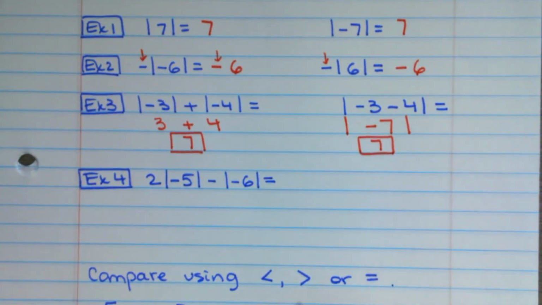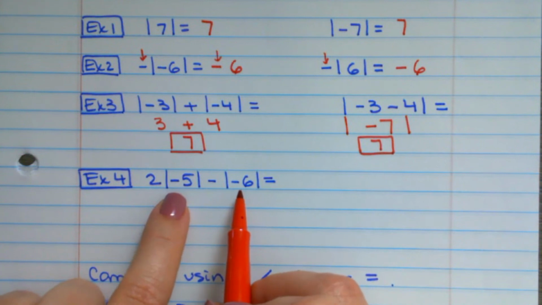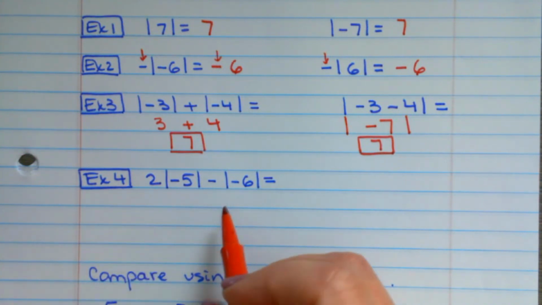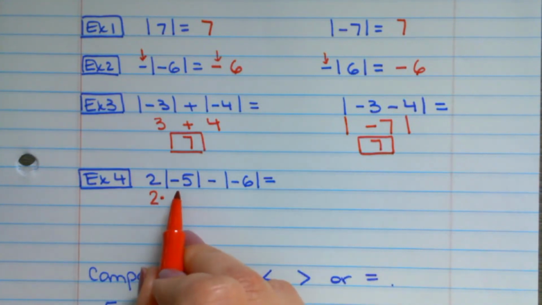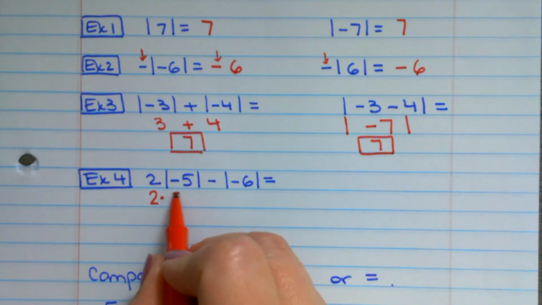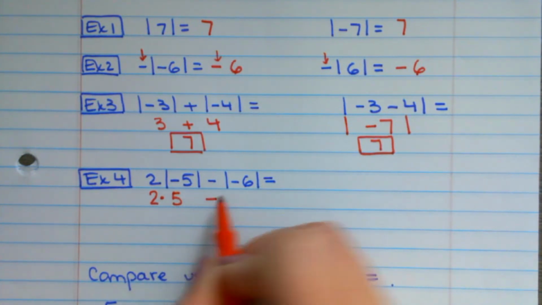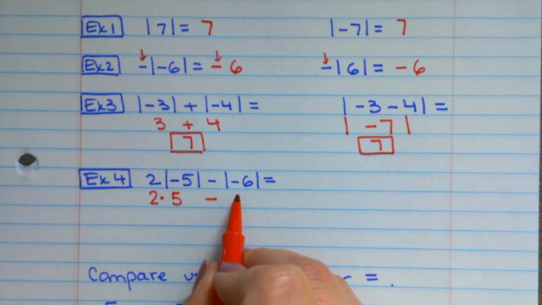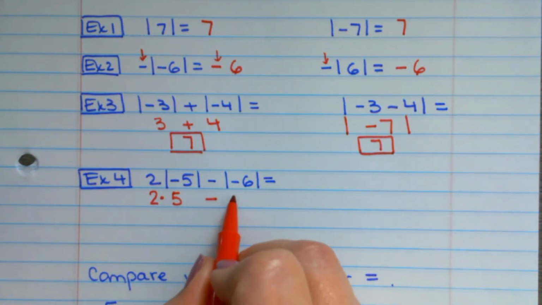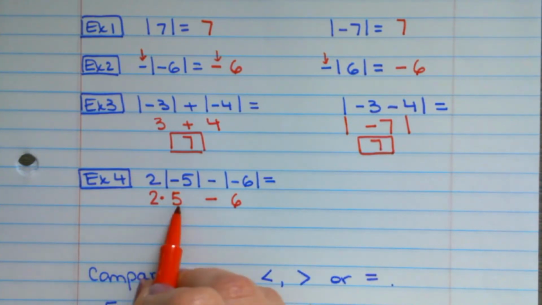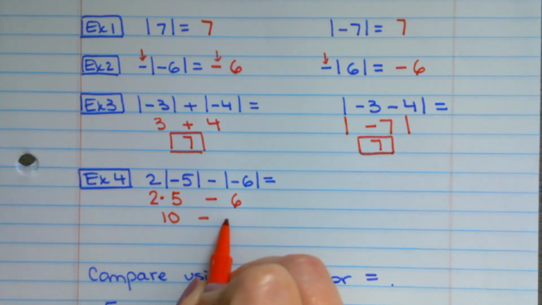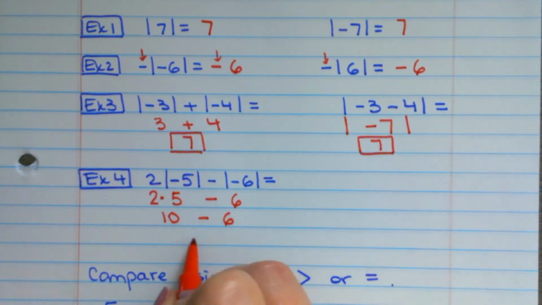So for number 4, I will evaluate the absolute value first and then I will take care of the operations. So I have 2 invisible multiplication sign right there. Evaluate the absolute value of negative 5, which is 5. Bring this minus down. Evaluate the absolute value of negative 6, which is just 6. And then you follow PEMDAS. PEMDAS, we talked about in our very first video on order of operations. So 2 times 5 is 10. Minus 6 is 4.